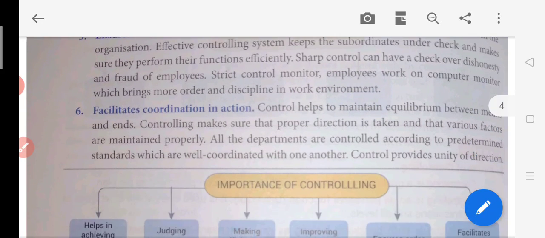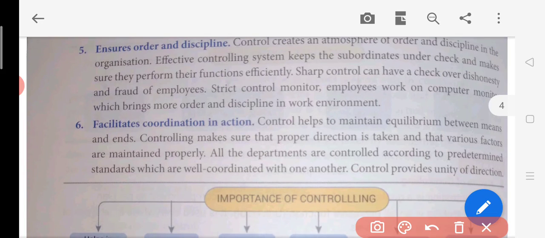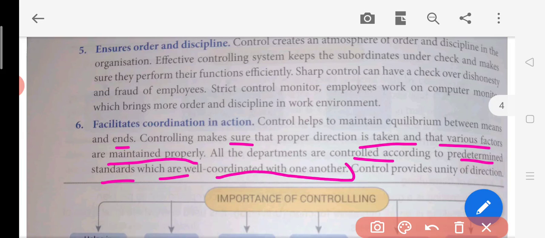Now the sixth point is that it facilitates coordination in action. Control helps in maintaining equilibrium between means and ends. Controlling makes sure that the proper direction is taken and that various factors are maintained properly. All the departments are controlled according to the predetermined standard, which is well coordinated with each other. So here, as we know, there are different departments, and coordination is done between them. So controlling in each and every department has to be done. Otherwise, the coordination will not be possible.